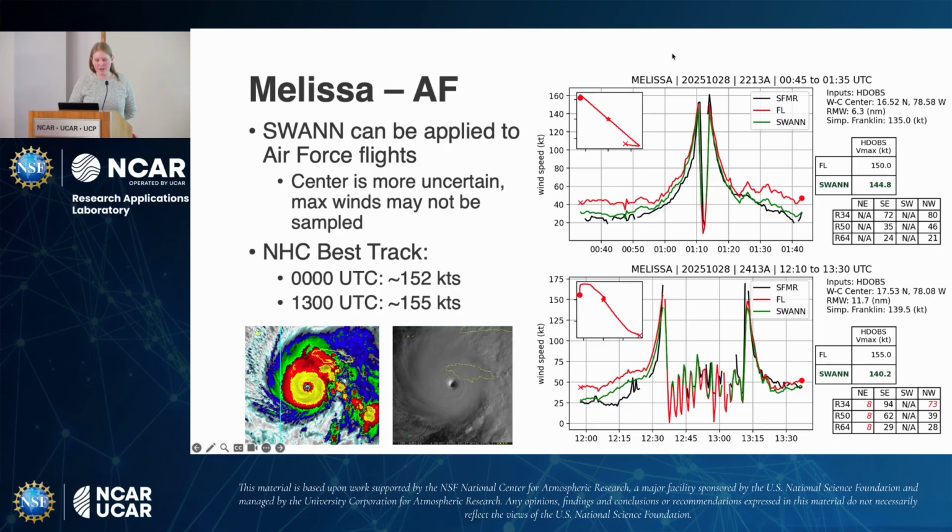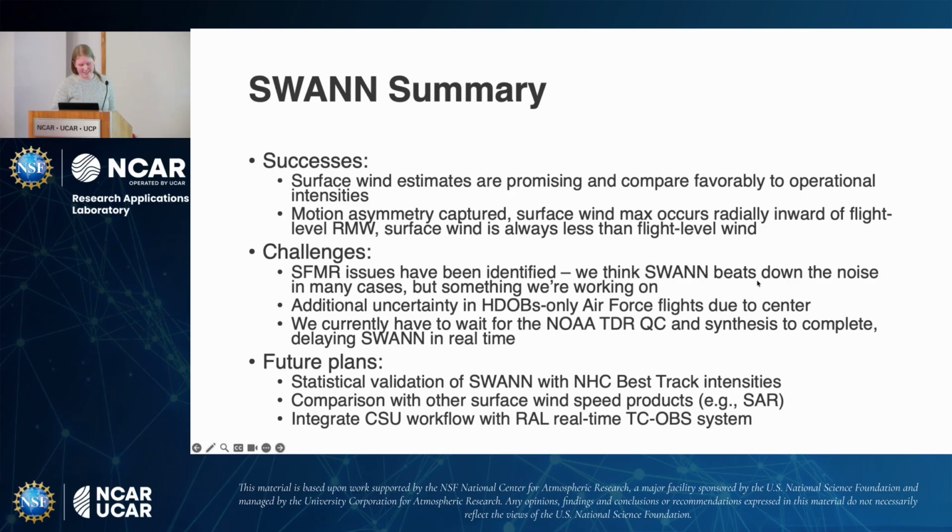The good thing about SWANN is that even though it was trained on SFMR data, it's always weaker. So we're hoping that it's actually beating through the noise in some of these cases and not producing this false enhanced wind at the surface. That's a success that we were really happy to see, especially given SFMR issues. We think SWANN beats down the noise in many cases, but we're continuing to work on it, working with SFMR scientists and other NOAA scientists to make sure that we have the best algorithm possible.